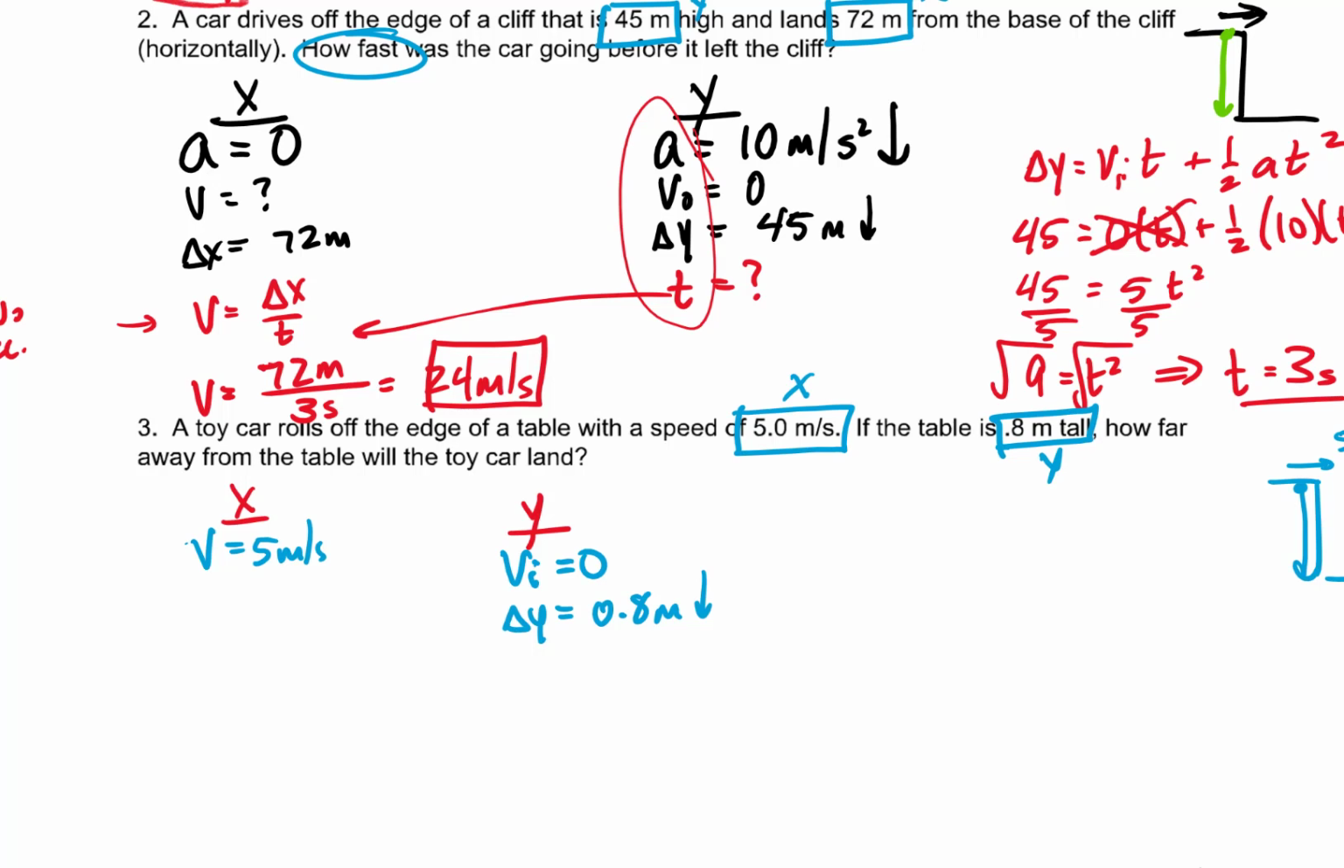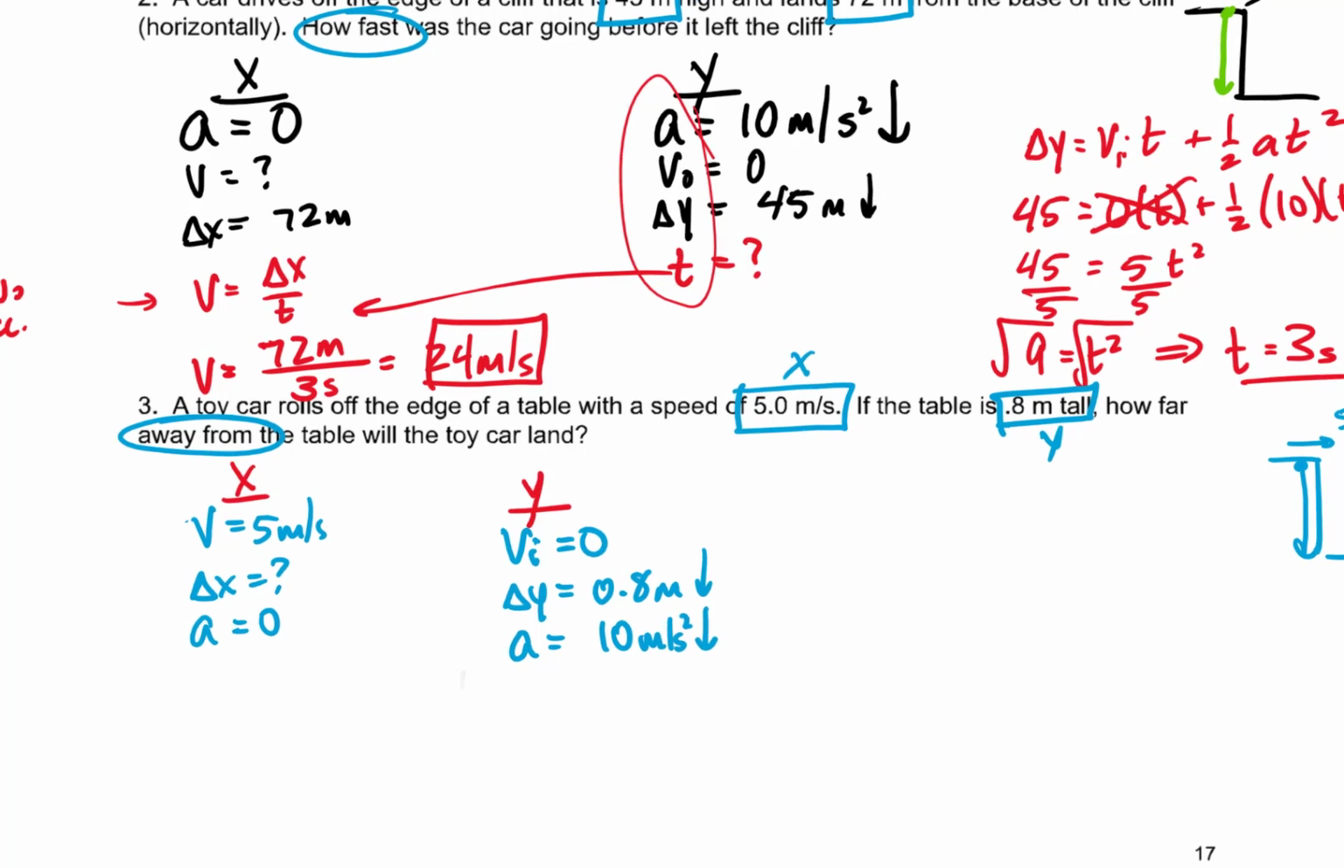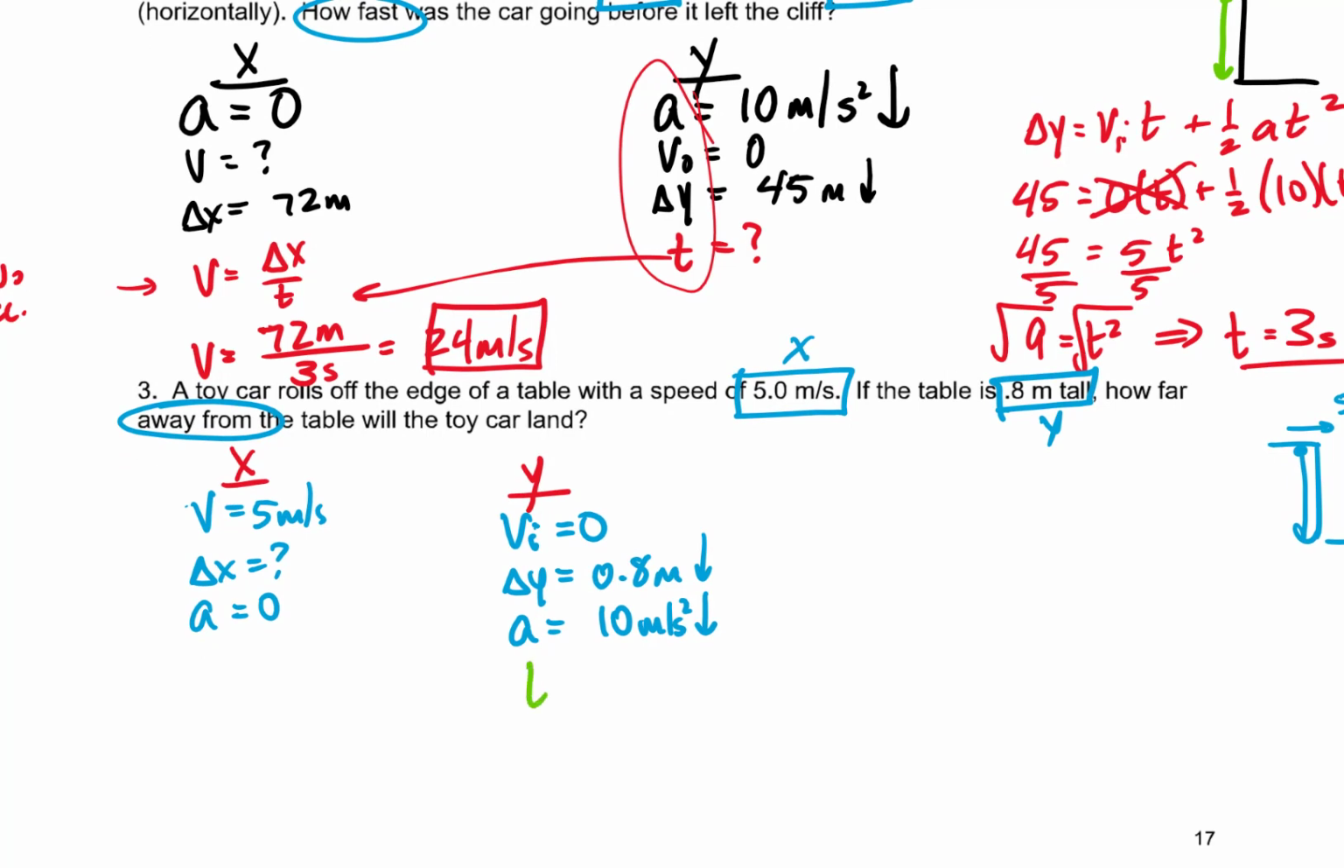And I want to know how far away from the table the toy car will land. That is an x direction question. How far away from the table will it land? So I want to know the delta x. I also know that the acceleration in the x direction is 0 because we're a projectile and there's no acceleration in the x direction, and that the acceleration in the y direction is 10 meters per second squared down. So what we're going to do is find the time in the y direction, and we're going to use it over here in the x direction because my delta x is velocity times time.